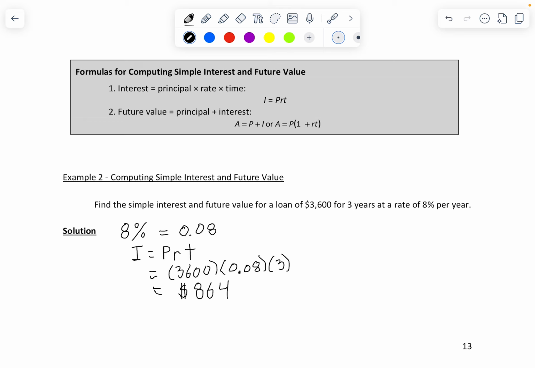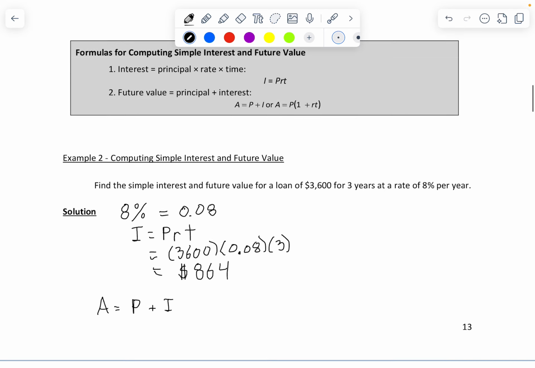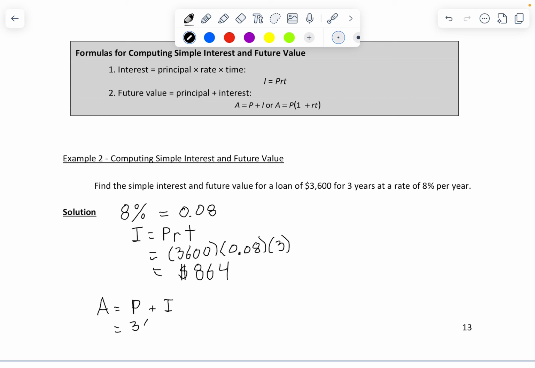So that's the interest. The interest on the loan is $864. To find the future value, we take the principal and then we add the interest. Right? So the future value, A, is equal to the principal plus the interest. Okay. So that would be equal to $3,600 plus the interest of $864, or $4,464.